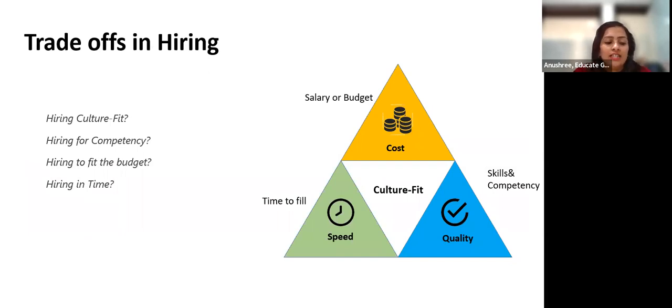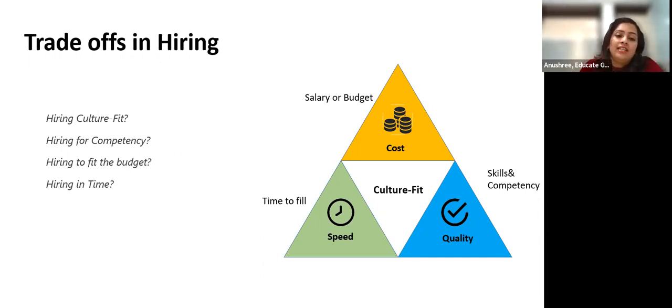I think the most challenging thing in recruitment is the trade-offs in hiring. Do we see a culture fit? Should we hire for competency? Should we manage our budget, or should we give the required salary that is there? How can we hire faster? There are mainly these four aspects that impact the hiring process.